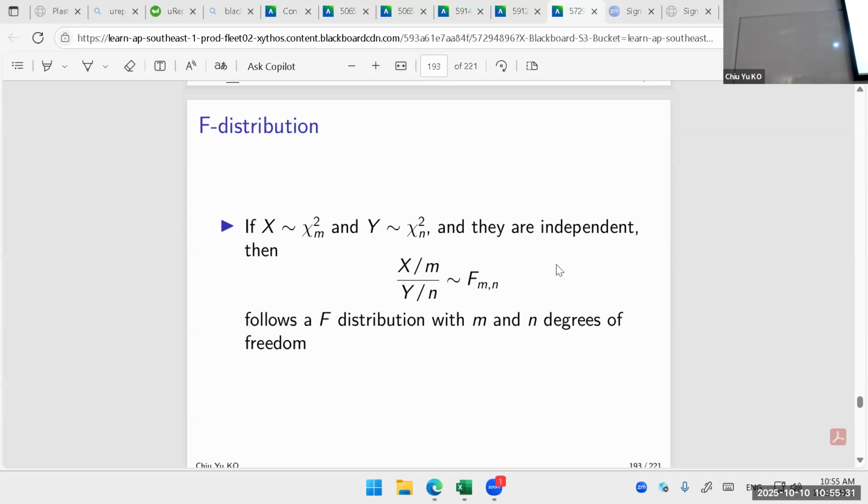two different stocks, are they having the same risk or different risk? Then F will be what you look at. You look at the variance of one stock over the other, then this ratio will follow the F distribution. And then you can see later the test of whether they're the same or not. And F is very useful.